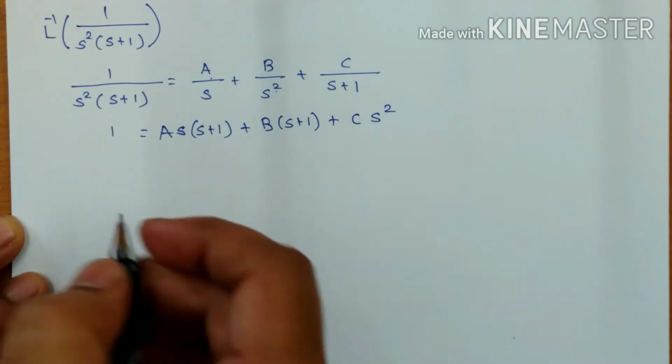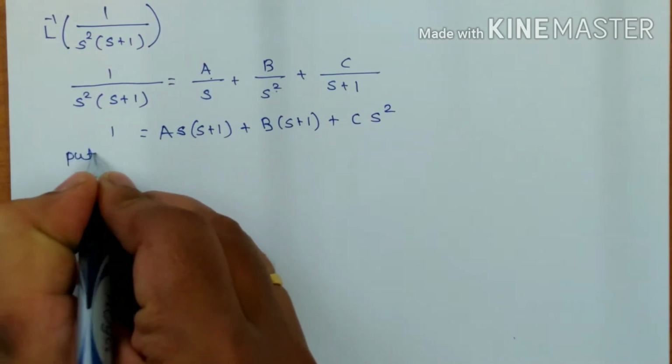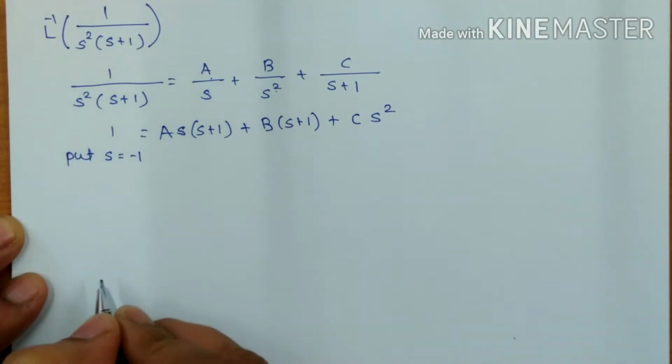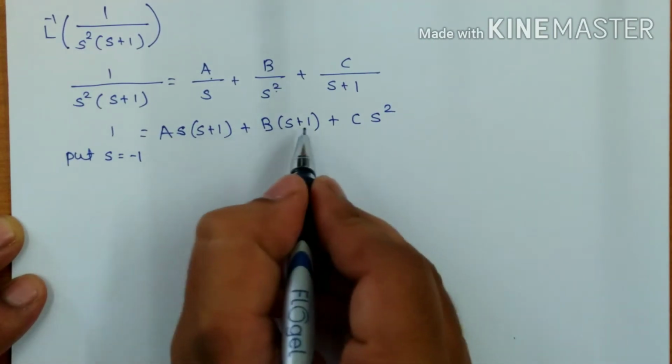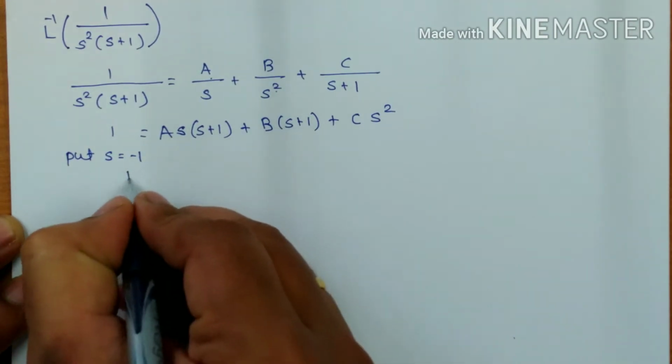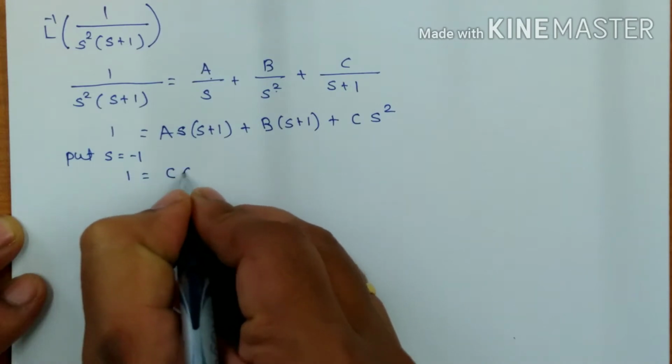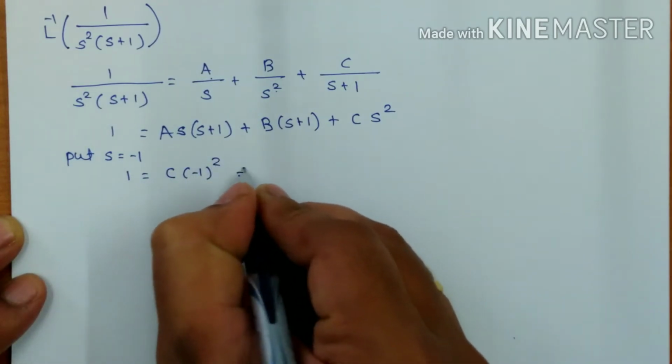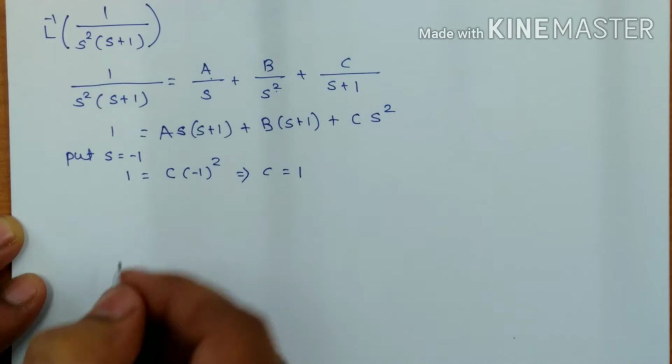Okay, now we'll make a substitution. Put s is equal to minus 1. Because of this both the terms are going to be 0, only this last term will survive. 1 is equal to c into minus 1 square. So this implies c equals 1.